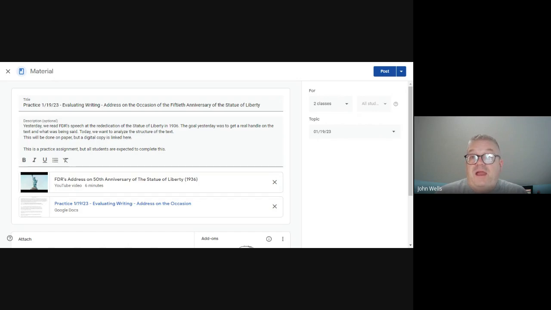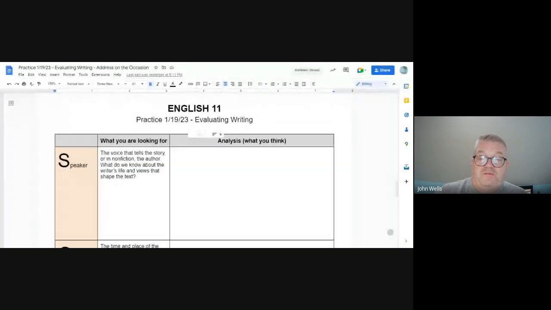Okay, the idea that the Statue of Liberty stands for freedom, democracy, liberty. This is really one of those iconic things about America, right? If you think about America, this is one of those images that you see. Yesterday we tried to really understand the message. Today we're going to really look at the structure of the message.